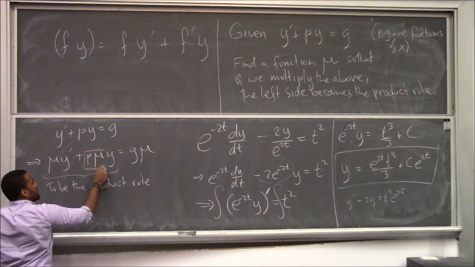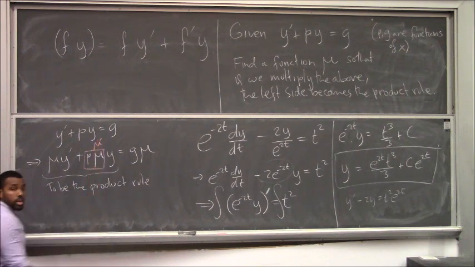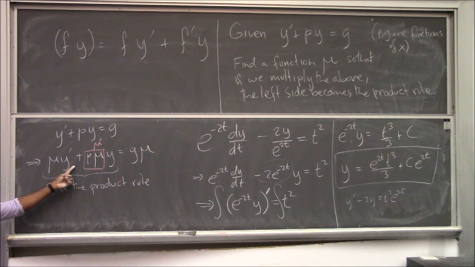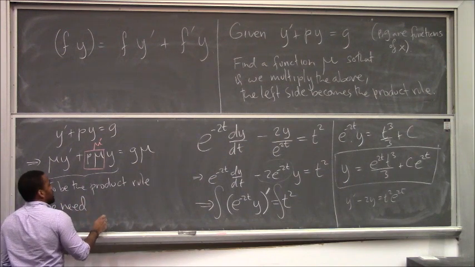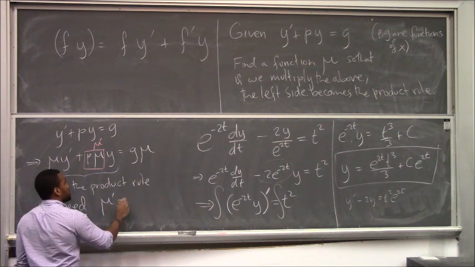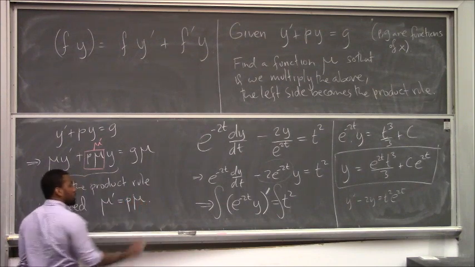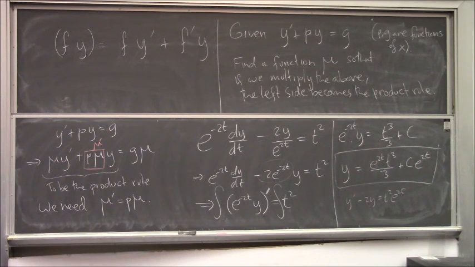This thing here needs to be the derivative of mu, right? Because that means I have mu, differentiate the y, plus leave the y, differentiate the mu. That's the product rule. So in order to get this to work, we need that mu prime must be equal to p times mu, right? But what's that? It's its own other thing. That's a first order separable ODE.